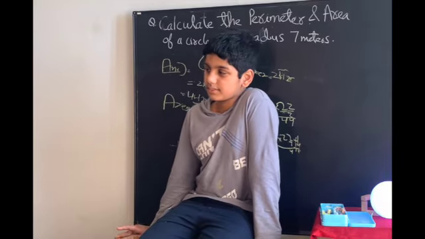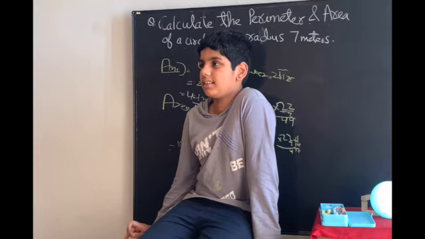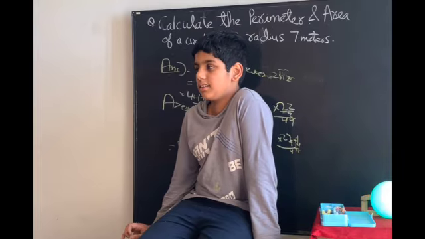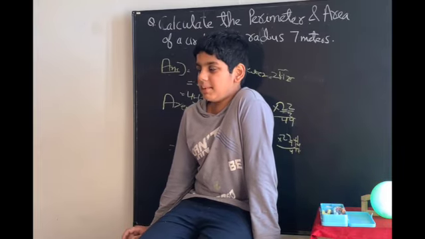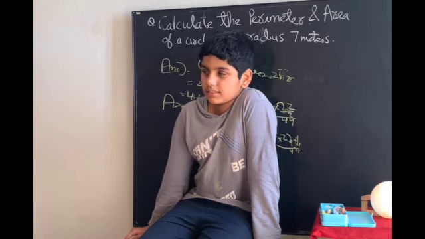Okay. And what is the area of a rectangle? Length into width. Okay. What is the perimeter of a triangle? a plus b plus c. Okay. What is the area of a right angle triangle?